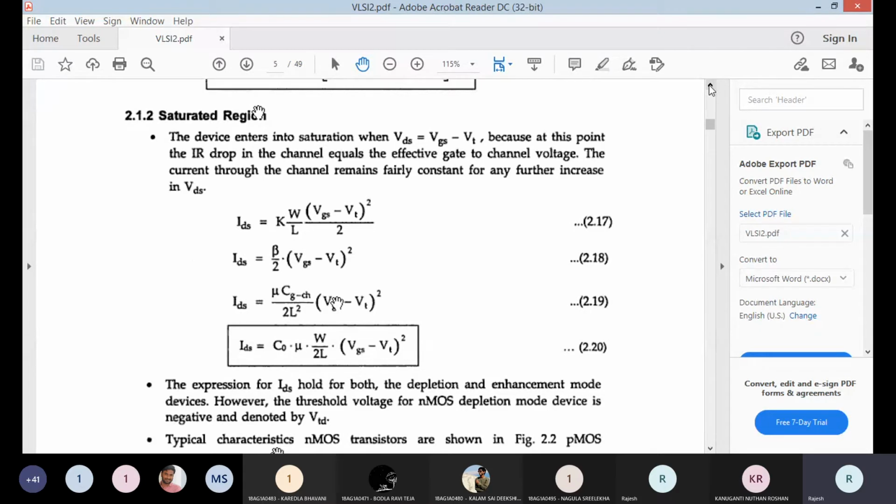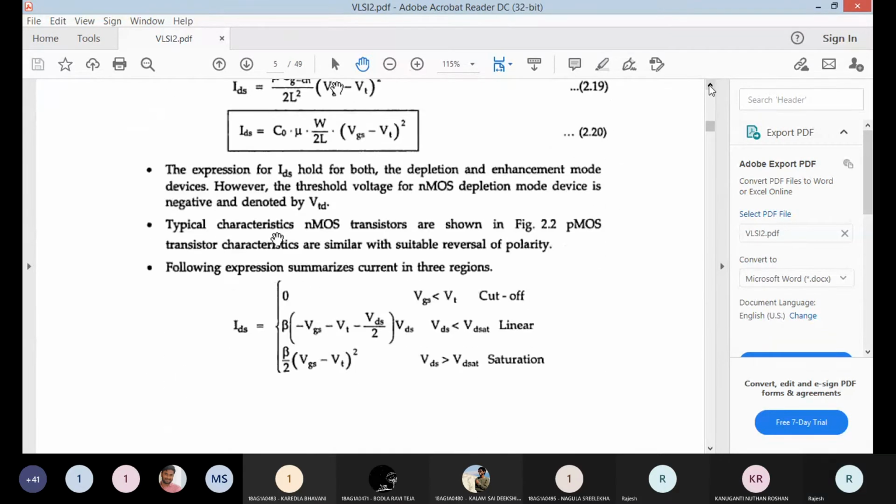So these are the four equations. You may get problems on this topic. So this covers your first part, ID versus VDS relation. We will see VGS less than VT, cutoff region, no current.